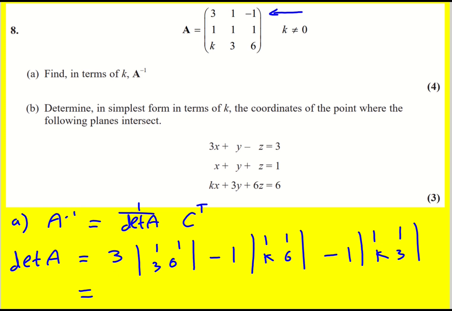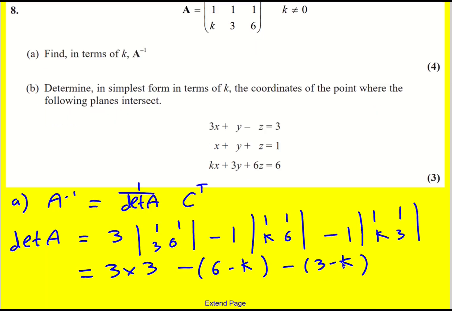Okay, so now I'm going to do 3 times, it's going to be 6 minus 3, so that's 3 times 3, minus 6 minus k, and then minus 3 minus k. That's 9 minus 6 plus k minus 3 plus k, and our determinant is 2k. Got that bit sorted. By the way, we need the determinant to be non-zero to get an inverse, and it will be here because k is non-zero.